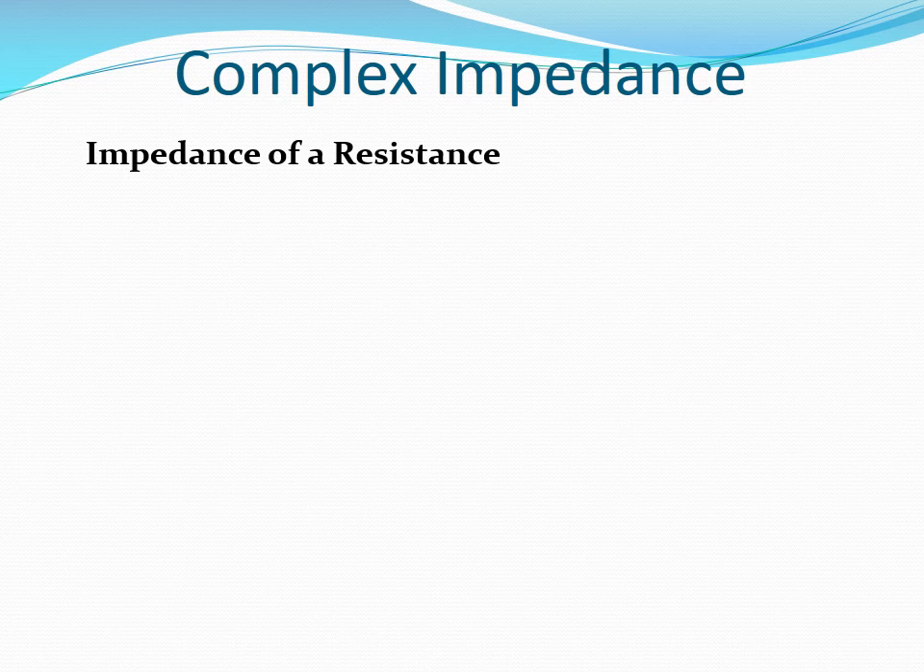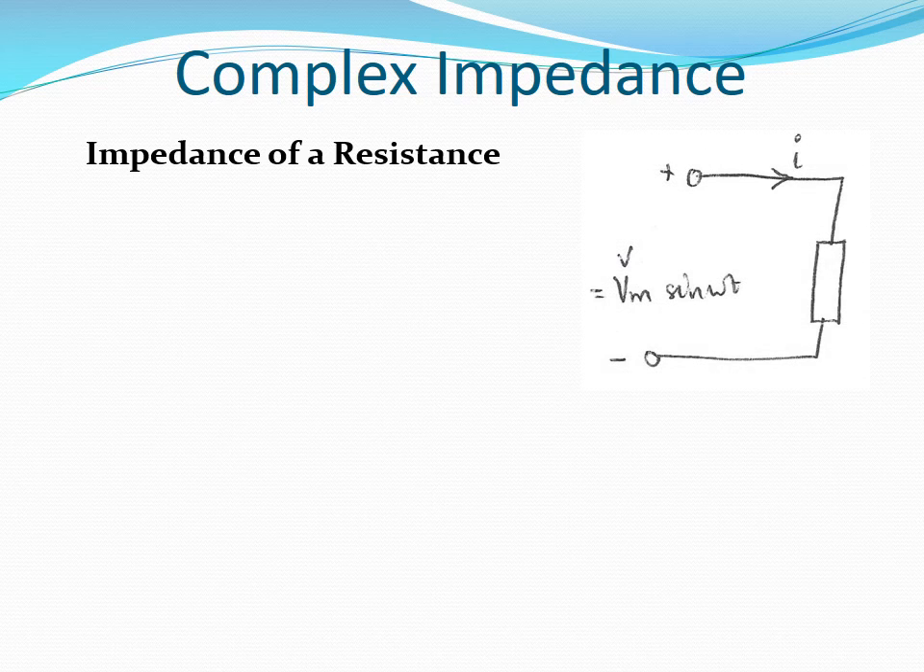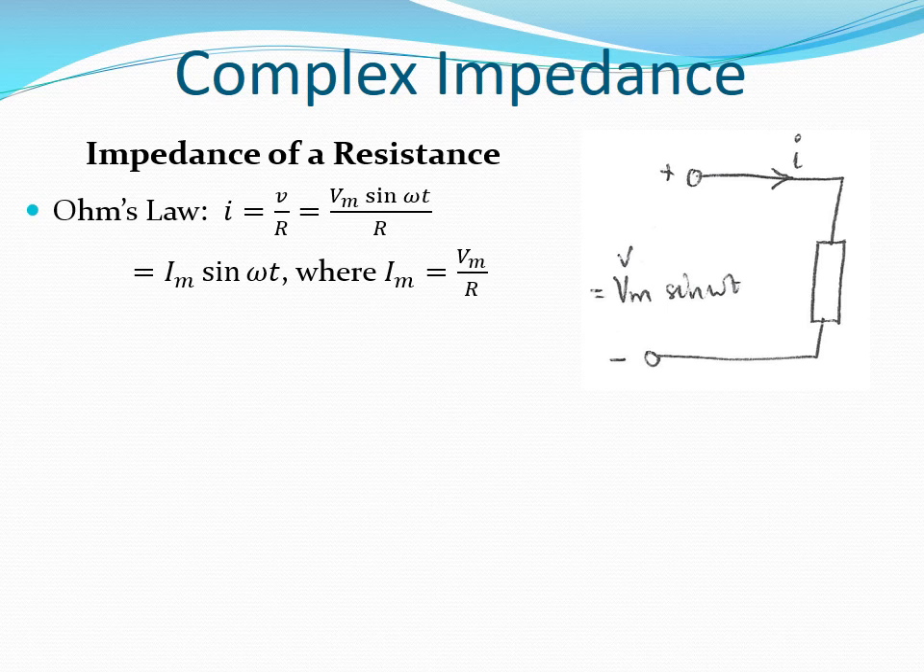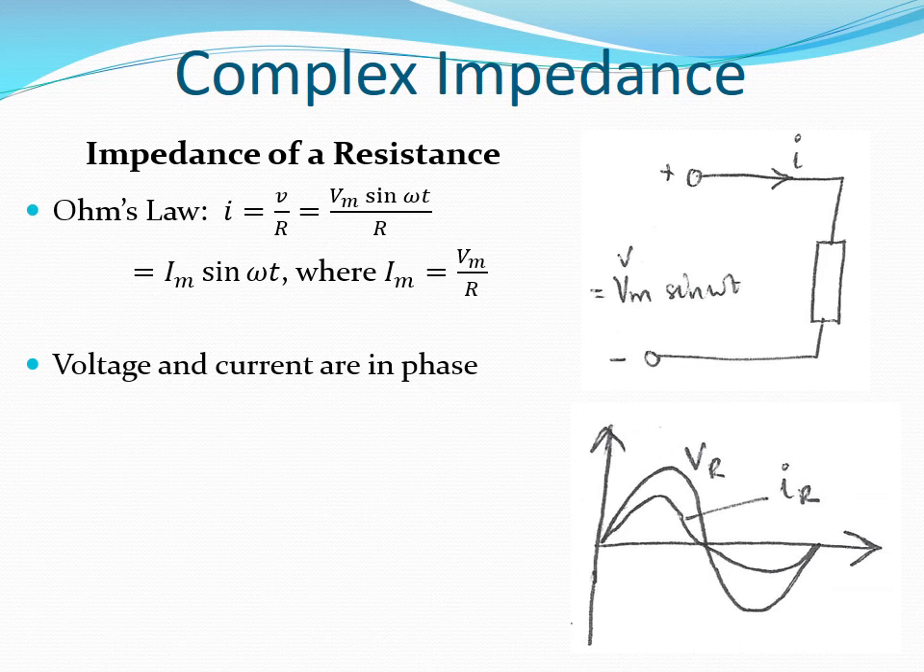Let's look at the impedance of a pure resistance. If the voltage across a pure resistance R is expressed as Vm sin omega t, then according to Ohm's law, the current through the resistance is Vm sin omega t over R. This can be expressed as Im sin omega t, where Im is Vm over R. We notice that for a pure resistance, voltage and current are in phase.